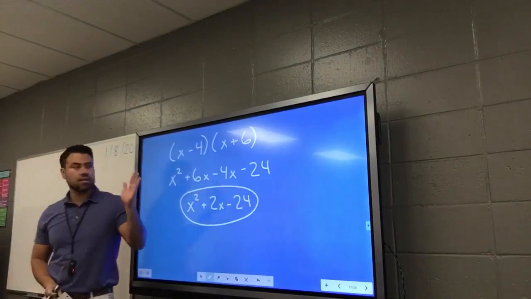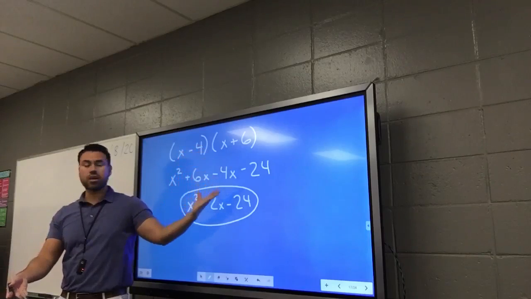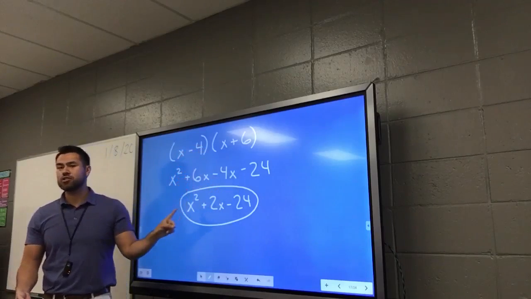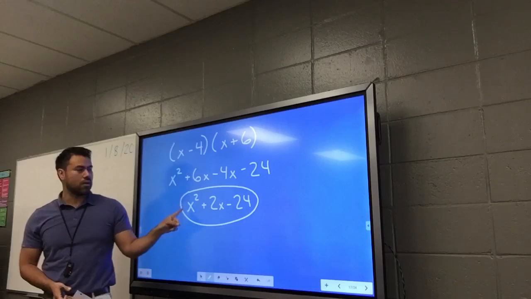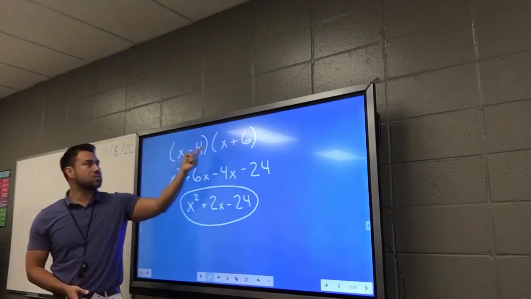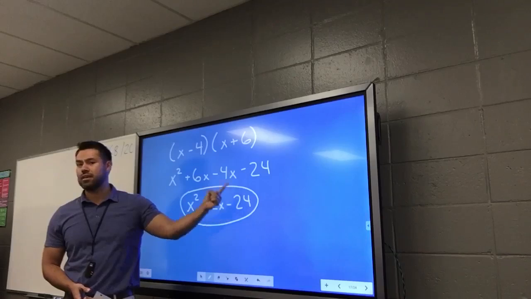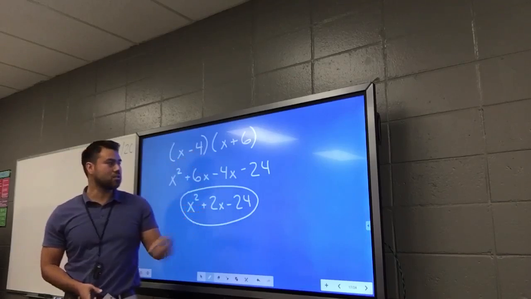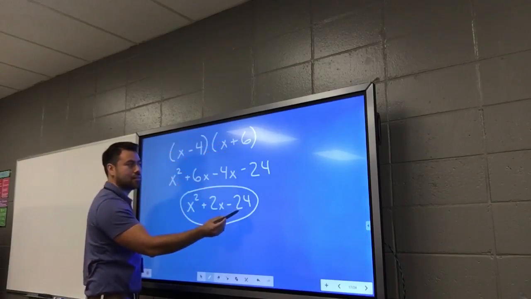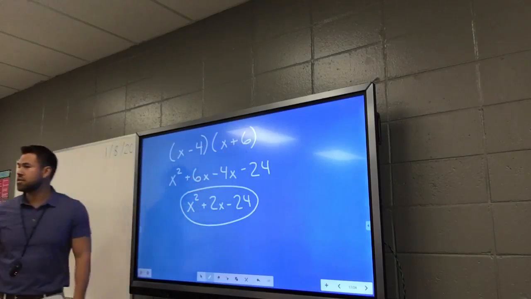Okay, look at this, guys. We came up with the two binomials, like I gave those to you, and then you come up with a trinomial. Work backwards. What's the lead coefficient of this trinomial? 1. So I have to come up with two binomials where these two numbers multiply to get me negative 24, and they add up to be positive 2. So what's negative 4 times 6? What's negative 4 plus 6? So does it work?